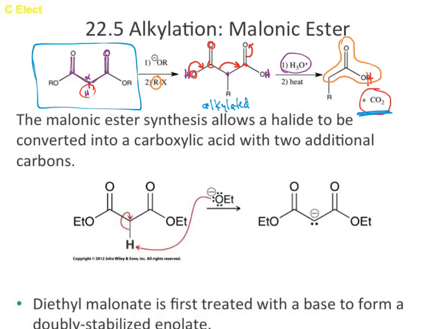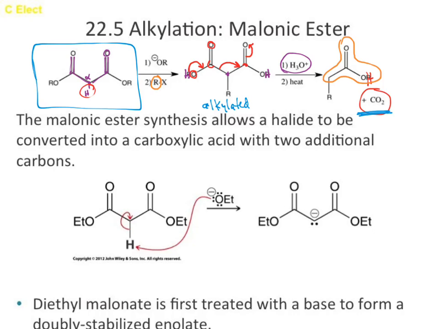What did we add to it? We added 2 carbons, including a carboxylic acid as part of that. So we actually made our carbon chain longer by 2 carbons and also made it a carboxylic acid functional group. It's kind of a big change as far as the overall structure goes. That big change is ultimately one of the big reasons why we would use the malonic ester synthesis, or malonic ester alkylation reaction.